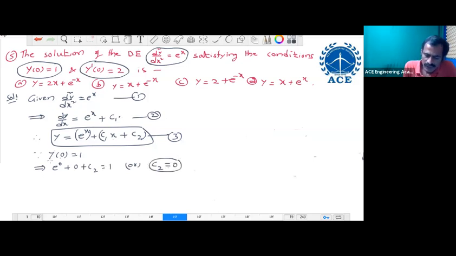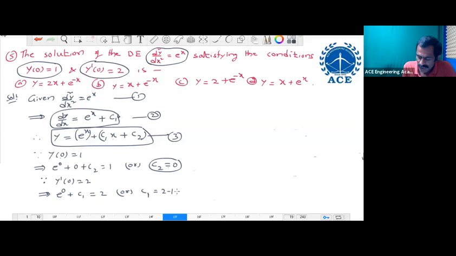Next, y dash of 0 equal to 2 only. From equation 2 we take the y dash function, and wherever x is there, we substitute 0. Now e power 0 plus c1 equal to 2. E power 0 is 1, so c1 equal to 2 minus 1, equal to 1.